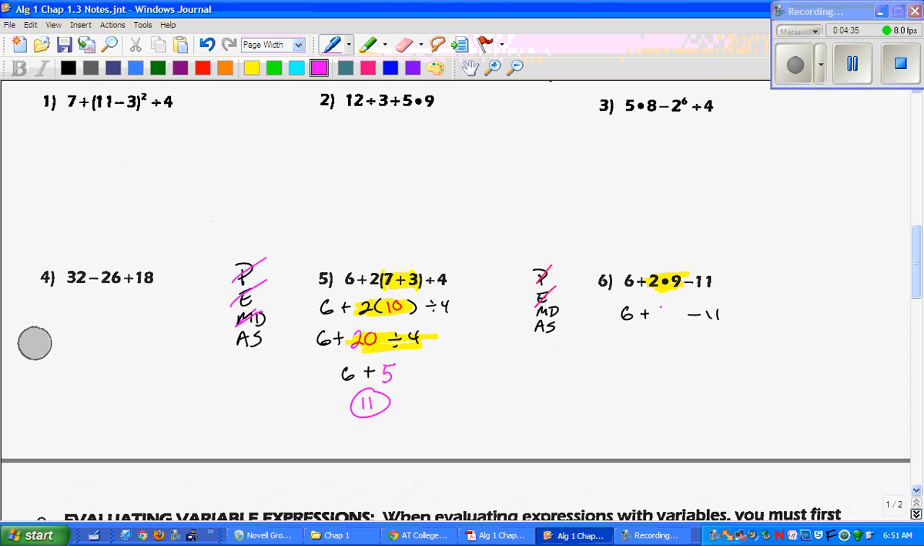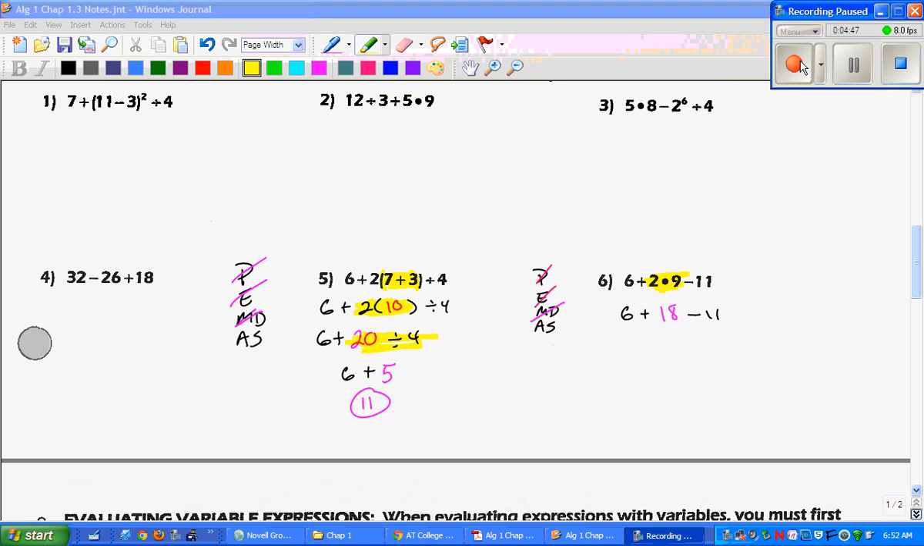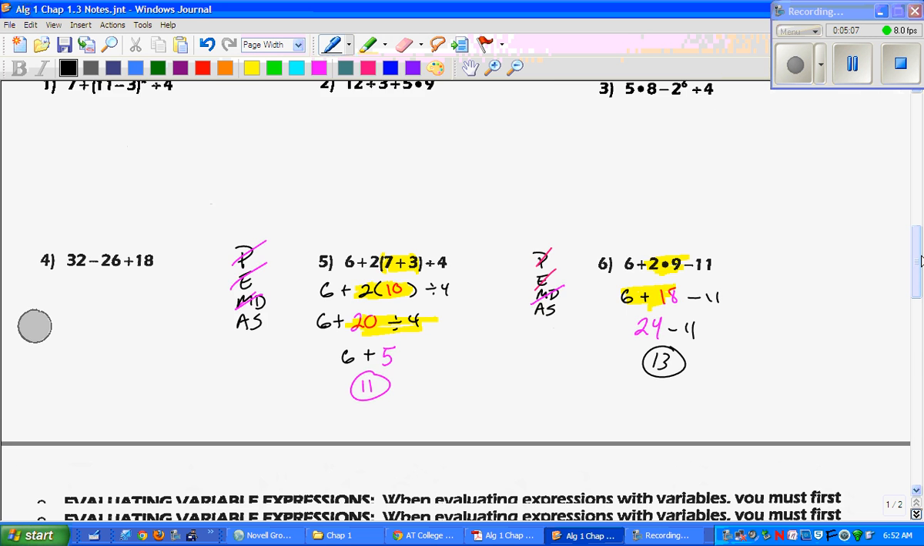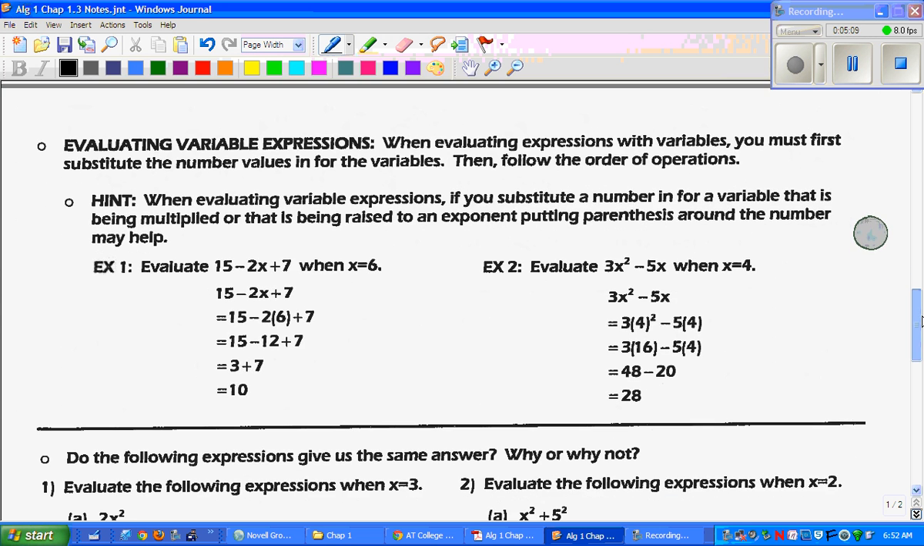Two times 9 gives us 18. So no division, just addition and subtraction. And the key is what comes first. What comes first in this one is addition. So 6 plus 18 gives us 24 minus 11, and then subtract. And then you're all done. Let's go ahead and flip to the back side.